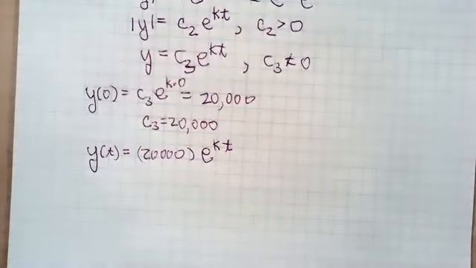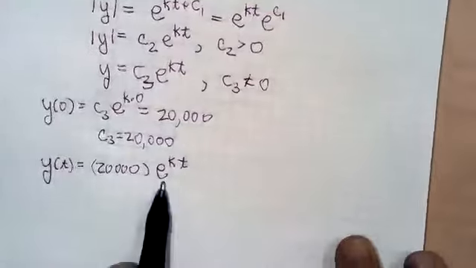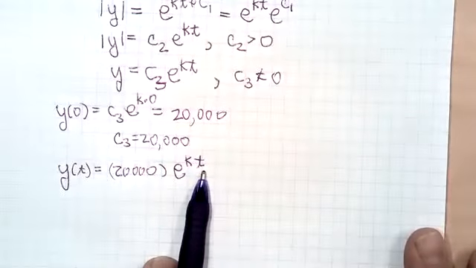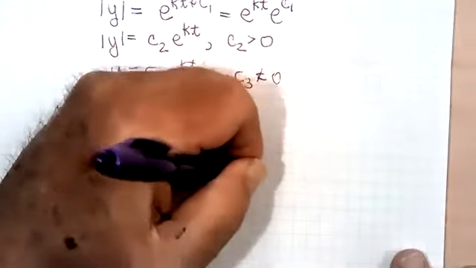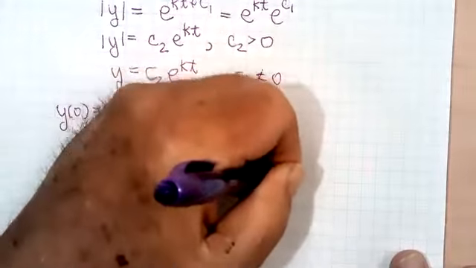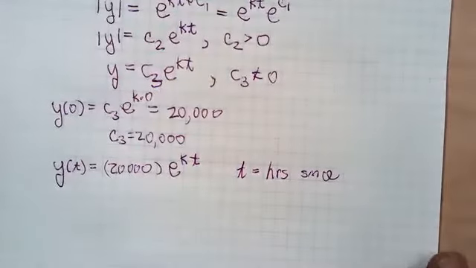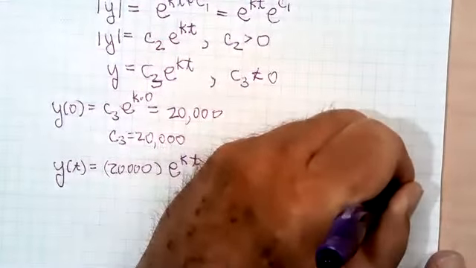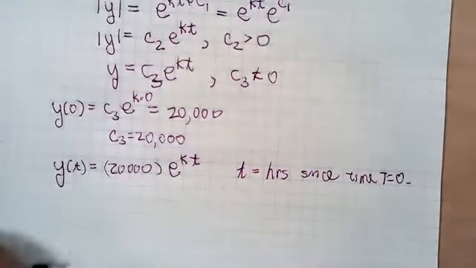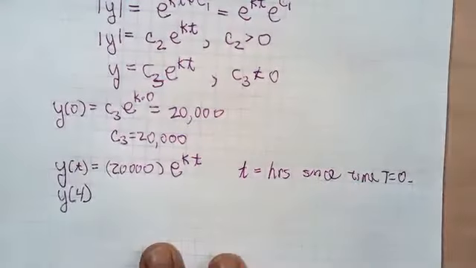And now we want to apply this condition that at 4 hours there are 100,000. So up to this point, we never really specified what that t is, what units it is. So I would probably just make it in hours. That would be convenient. So what I'm going to write here, t is equal to the number of hours since time 0. That means I can plug in a 4 here, as opposed to saying it's 240 minutes.